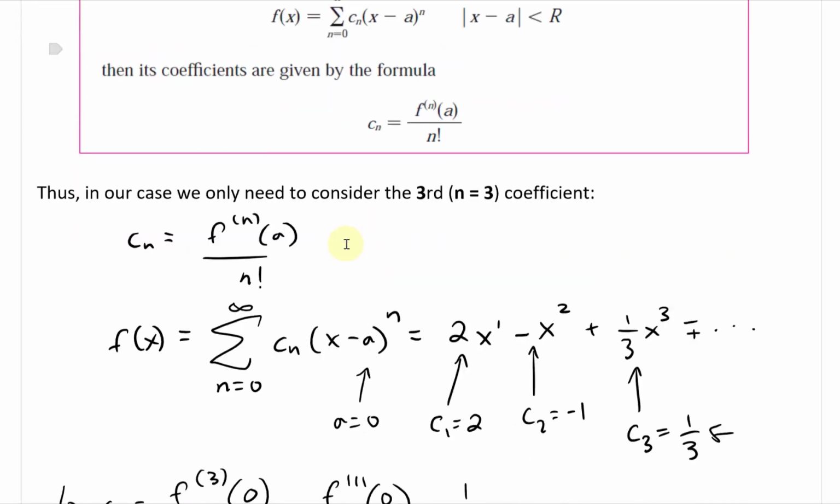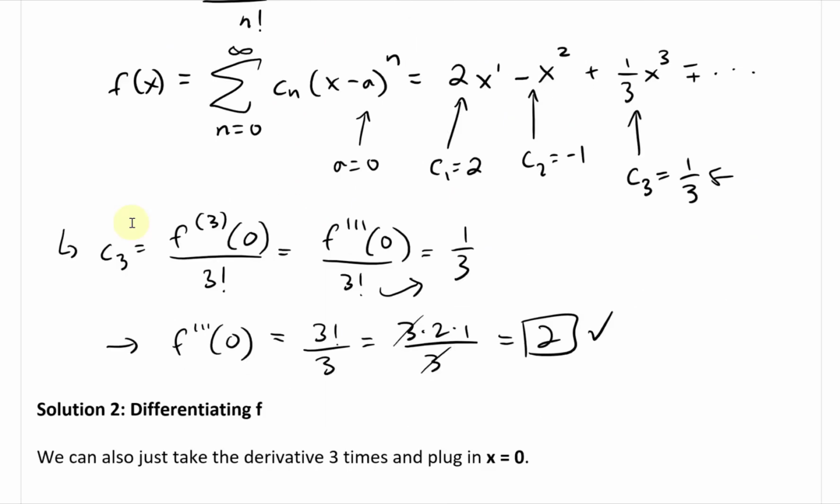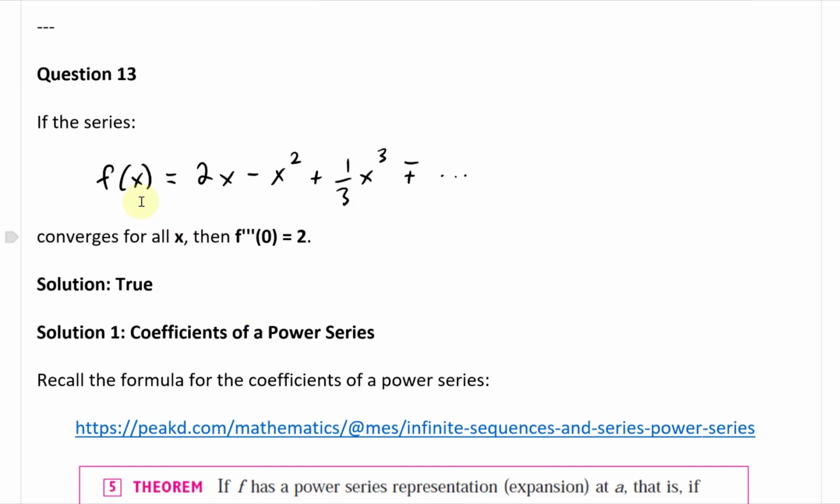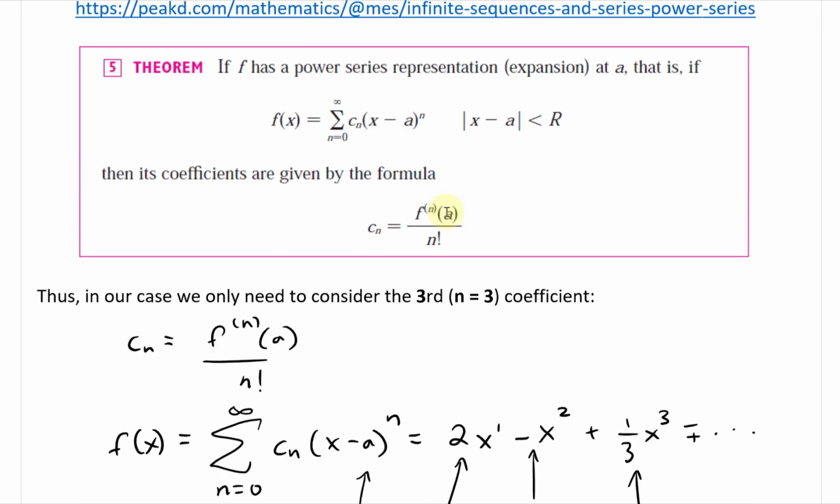And the other solution is we could just do it all directly. So let's take a look at that. So solution 2, we could just differentiate f, or take the derivative of f multiple times. So we can also just take the derivative 3 times and plug in x equals 0. So let's look at our f of x, and let's take the derivative 3 times.